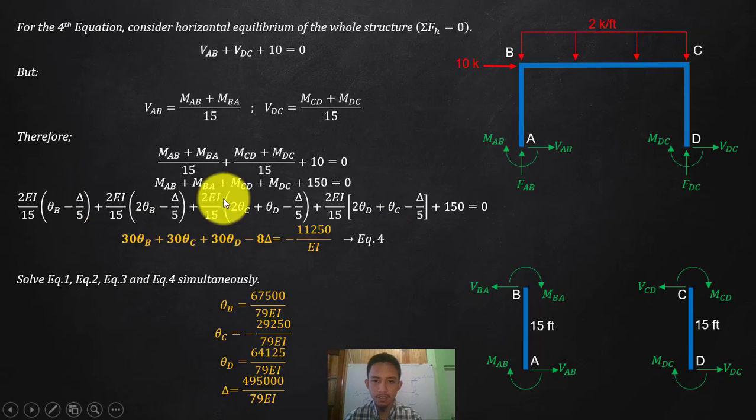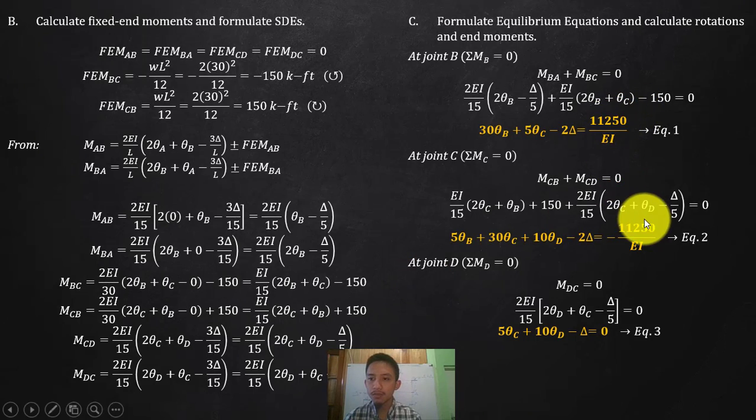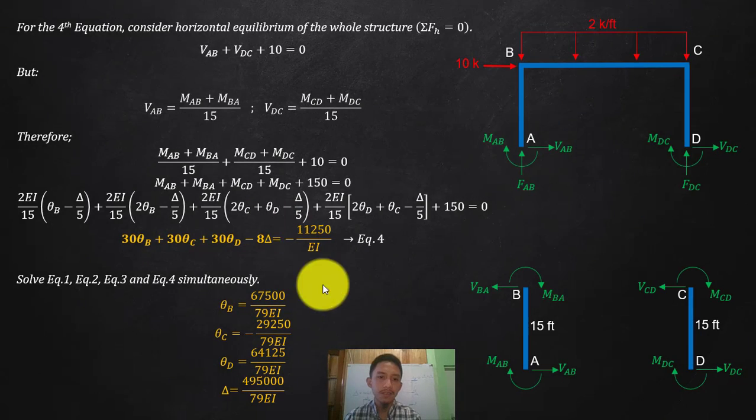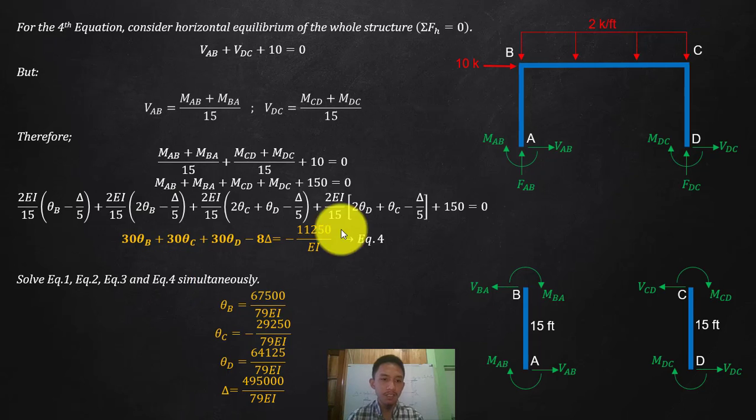This is just algebra. Okay, so all you need to do is combine theta B, theta C, theta D, and delta. You will have here your equation 4. Okay, equation 1, equation 3, equation 4. Then all you need to do now is solve. If you have a calculator that can solve this one, now at the same time, why not? Okay, we are not on algebra, so I will not be strict on solving this. But if you do not have calculator, then make use of your approximation.